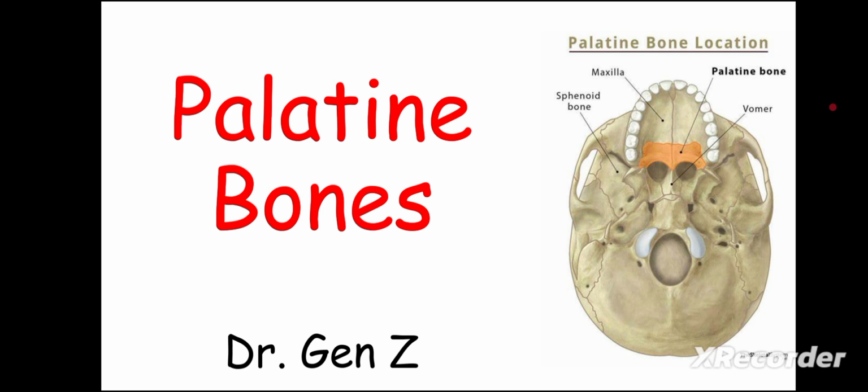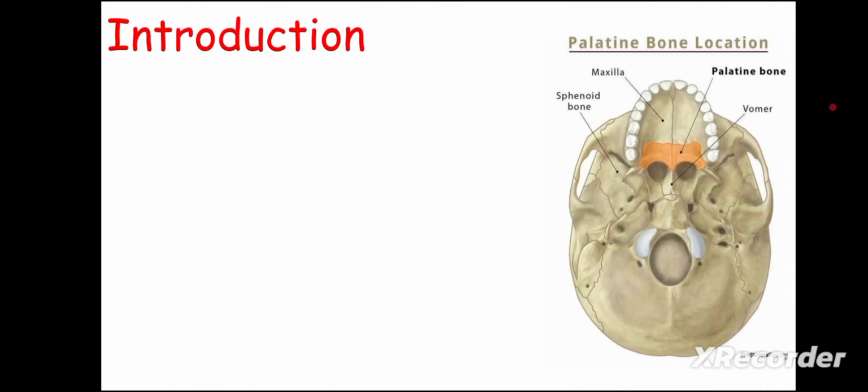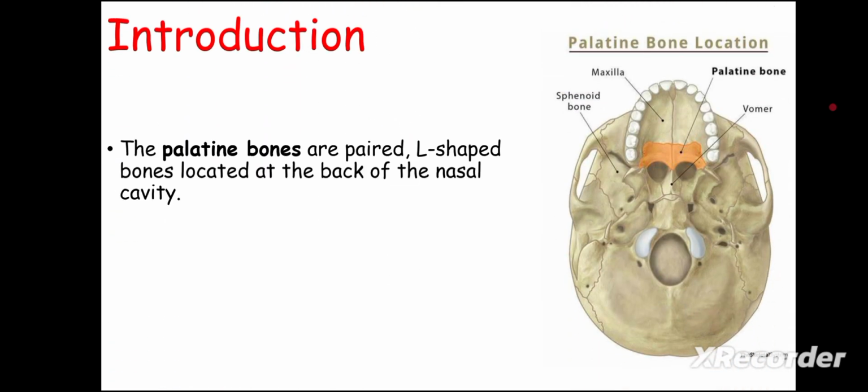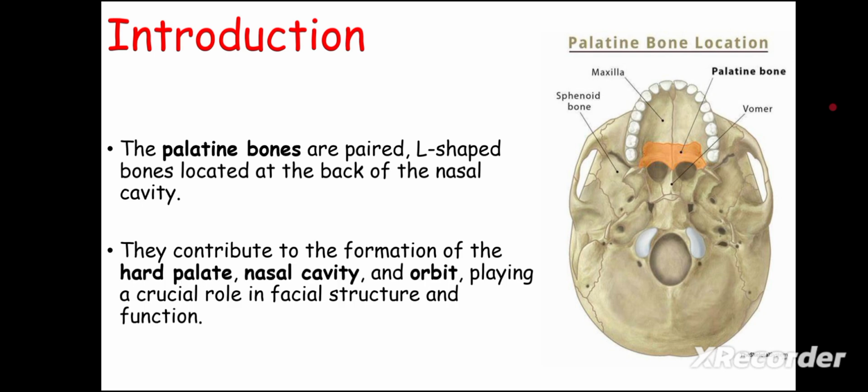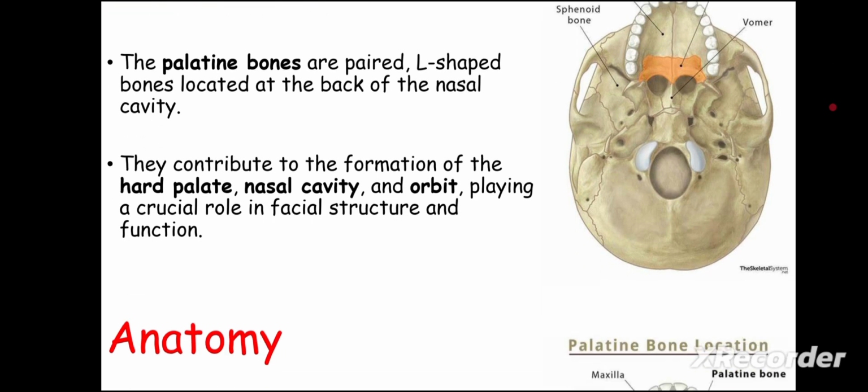And there you can see the diagram. The orange color part of the bone, or the orange bone in here, is the palatine bone. So let's start our topic with introduction. Palatine bones are paired bones. That means there will be two palatine bones in every skull, and they are L-shaped bones located at the back of the nasal cavity. They contribute to the formation of hard palate, nasal cavity, and orbit, and play a crucial role in facial structure and function.